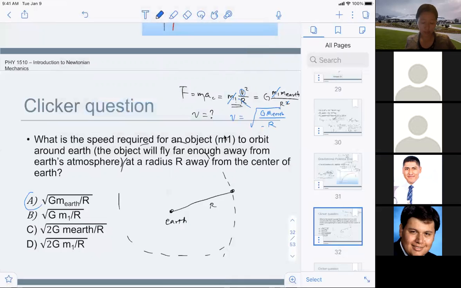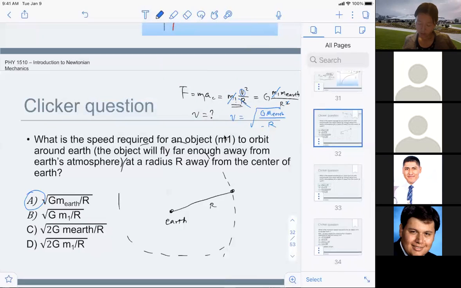So yes, A is the correct answer. That is the velocity required. Anything less than that, it would not be able to stay in orbit. It's going to fall.